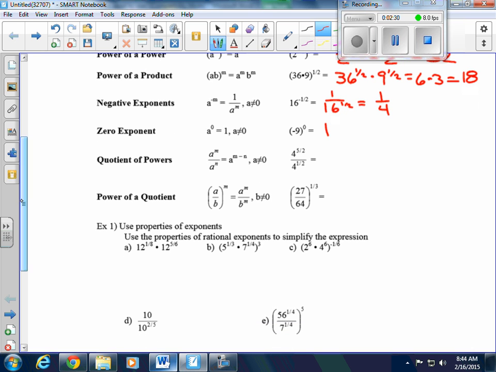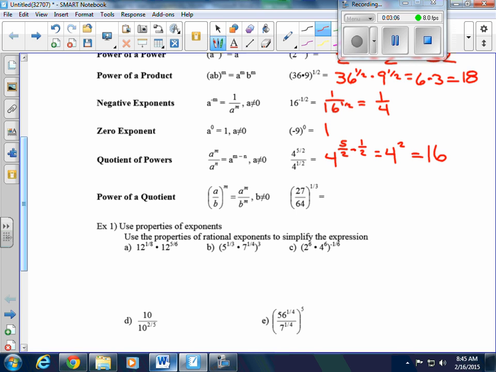The quotient of powers, if we have the same base, then the ones in the numerator and ones in the denominator, we can subtract the exponents. So here we're going to have 4 to the 5/2 minus 1/2. Let's write my fractions in the same way here. So 4 to the 5/2 minus 1/2. So that's 4/2, which is 2. So that is 16.